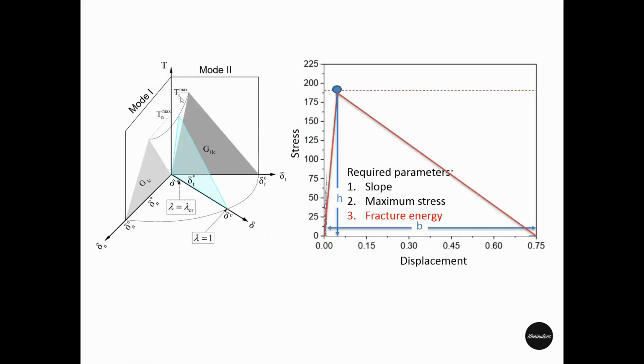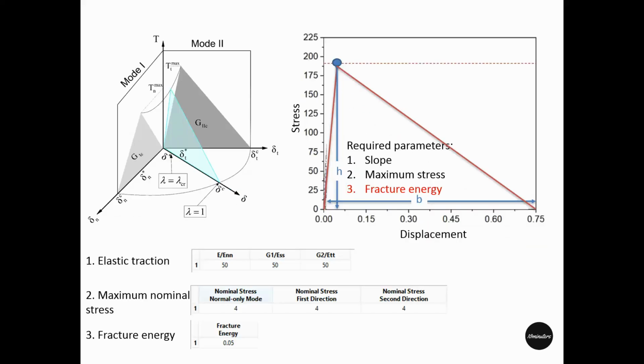But in practice, there is more than one mode of fracture. This figure shows that mode 1 and mode 2 fracture have their own triangles. Similar is true for the mode 3 fracture. So to complete the definition of cohesive law, we have to construct three triangles. For simplicity, and commonly, the same triangle is used for all modes.